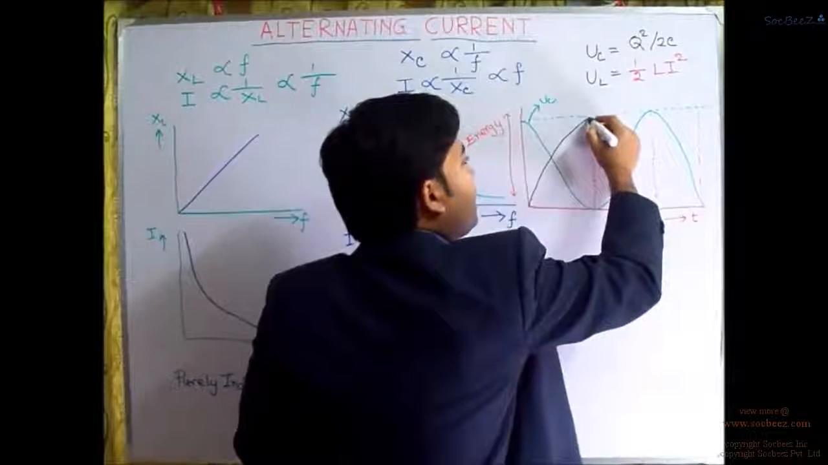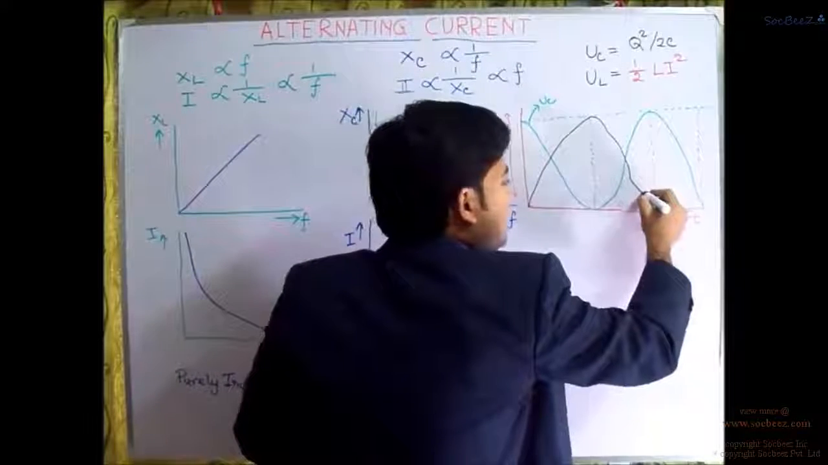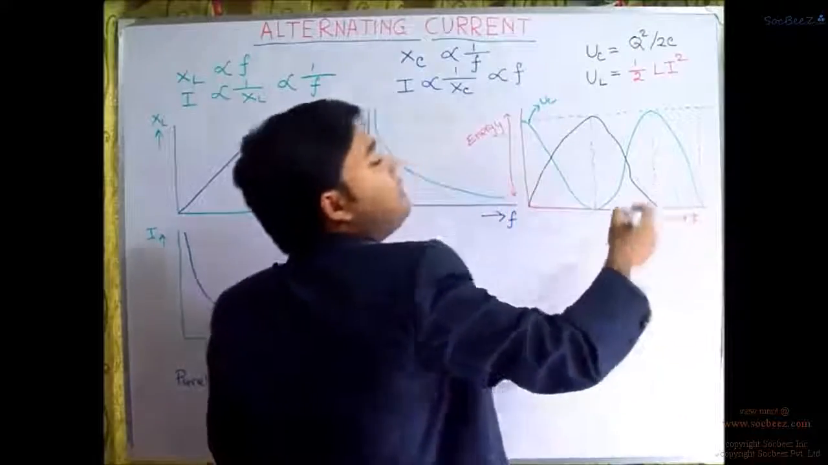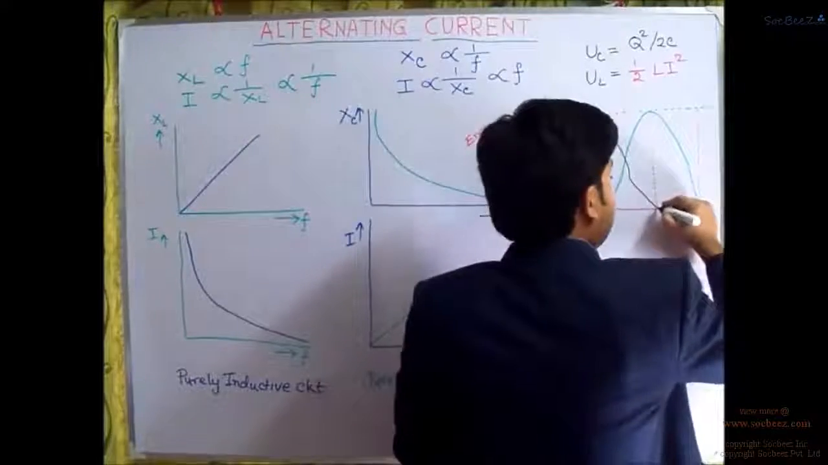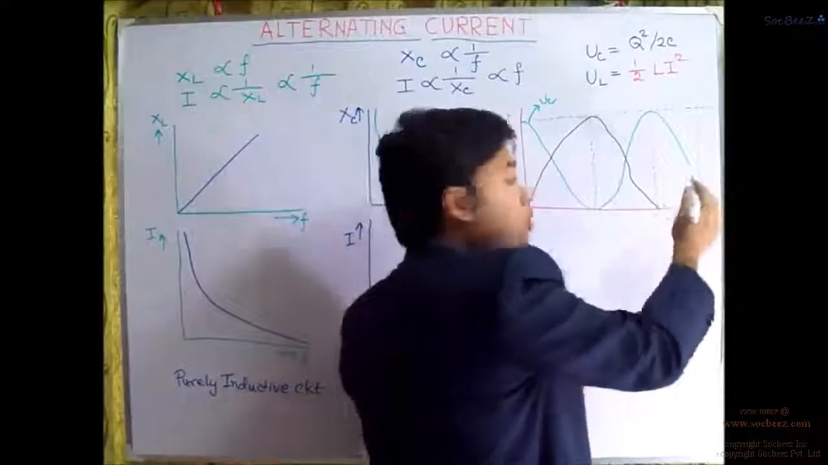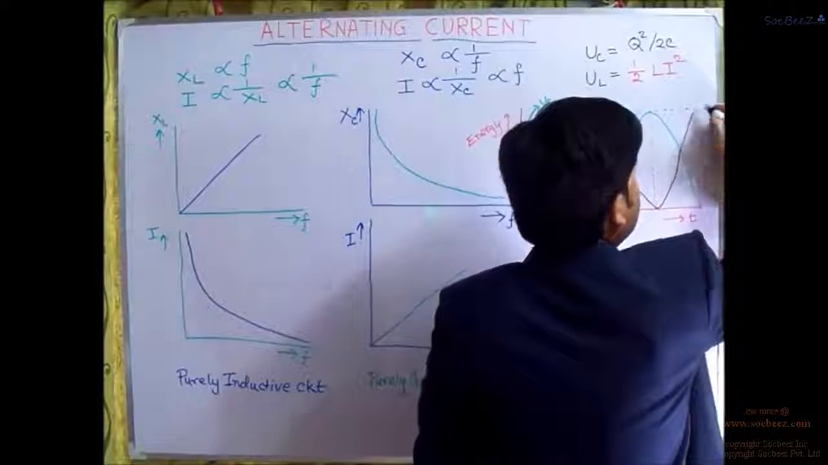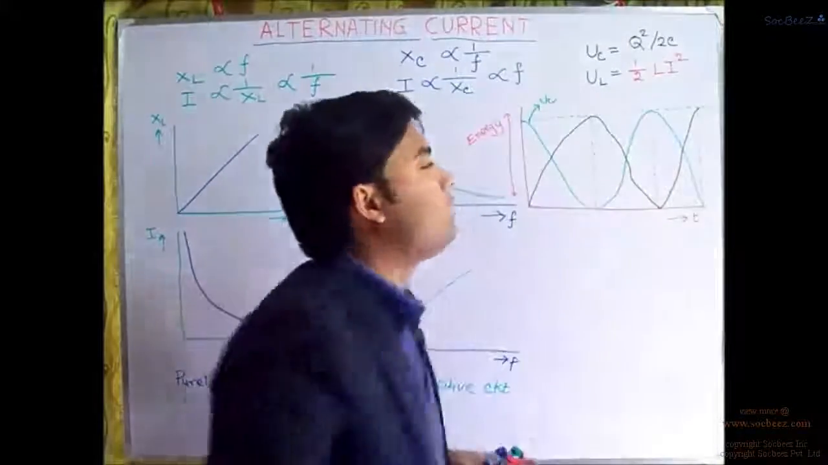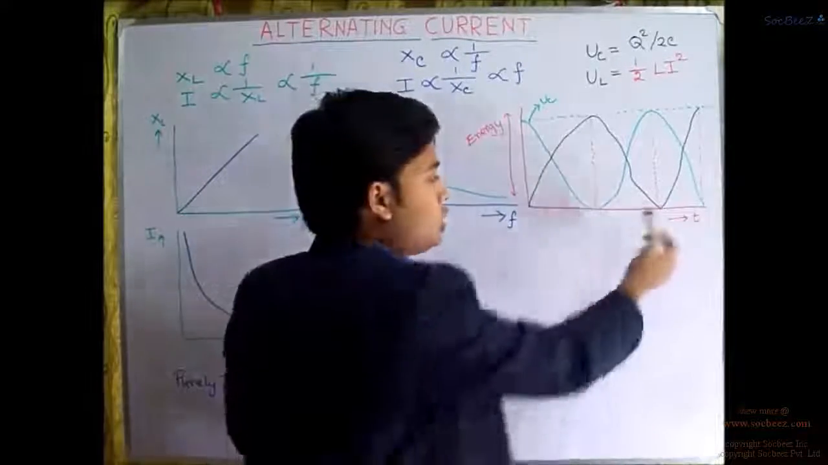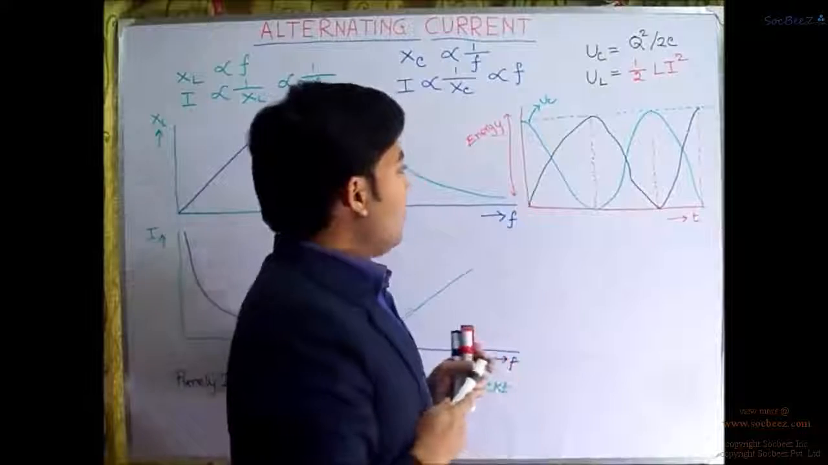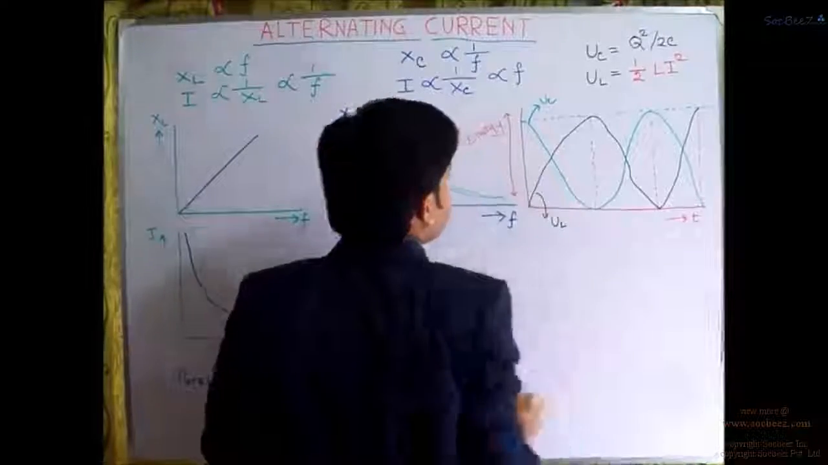Again from that point it will start to decrease, and this UL will come to 0 when this UC is the maximum. Again this UL will start to increase when UC is going to decrease, and this will become the maximum at this point when again UC is 0. First of all, these graphs are continuous graphs, right? No sharp edges. And this over here is actually UL.